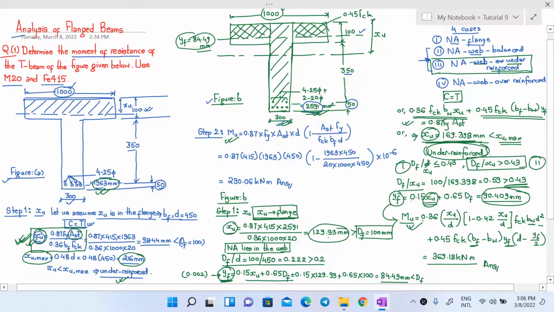So this is how you solve the problems related with the analysis of flanged beams.